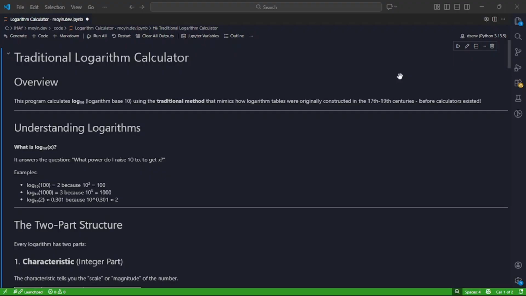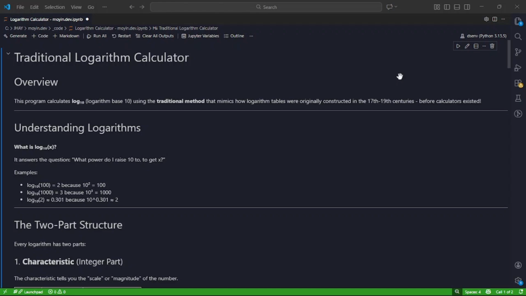First, overview. This program calculates logarithms in base 10 using a traditional method that mimics how logarithm tables were originally constructed in the 17th and 19th centuries, before calculators existed. First, let's understand the concepts behind logarithms. What are they? Logarithm base 10 of x. What exactly is that? It answers a singular question: what power do I raise 10 to get x?